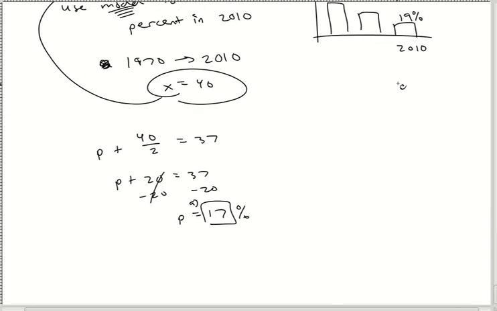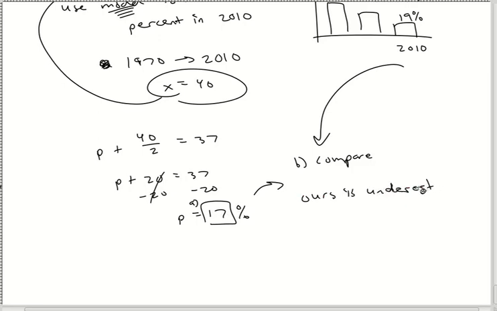Part B, it says compare with the graph. Are we overestimating, underestimating, that kind of thing, which you've seen before. Well, ours is under. Ours is underestimating, so you're going to click under. And then by how much? Well, 19 minus the 17 is 2%.